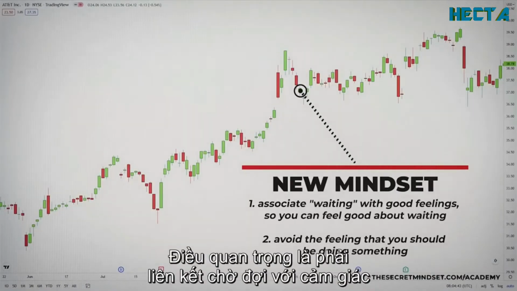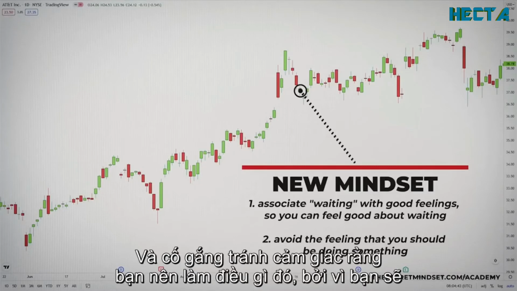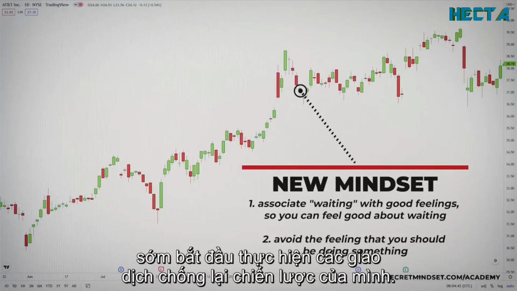It's important to associate waiting with good feelings, so you can feel good about waiting, and try to avoid the feeling that you should be doing something, because you'll soon start taking trades against your strategy.